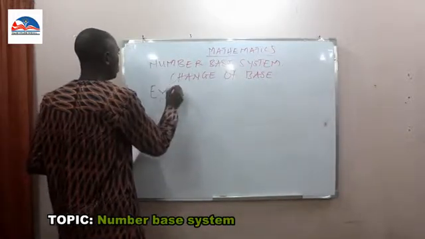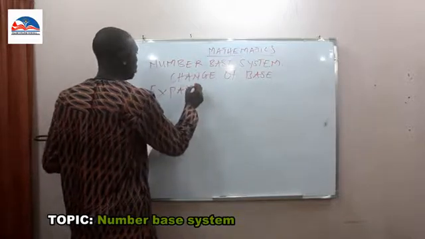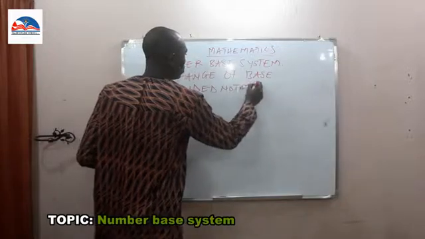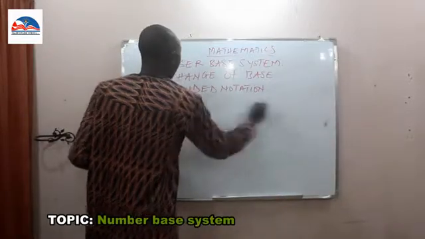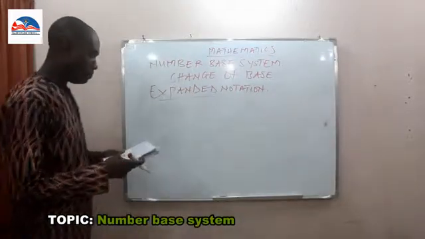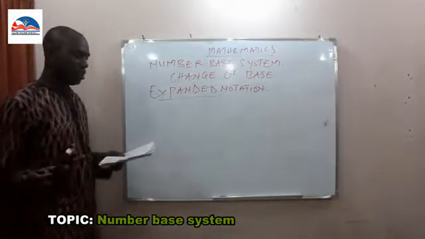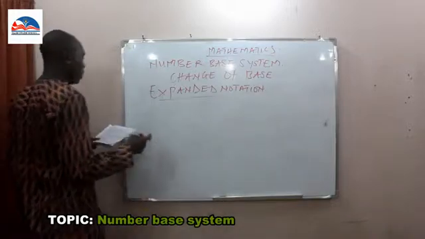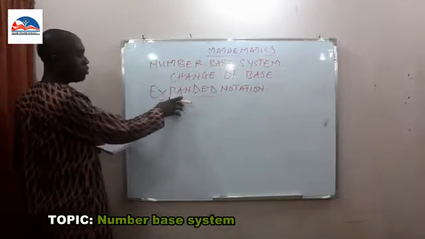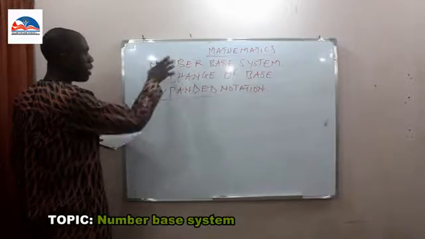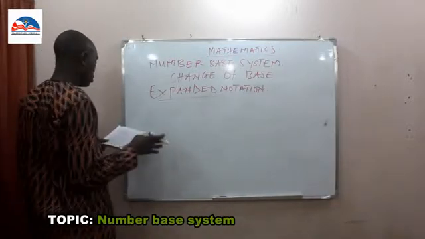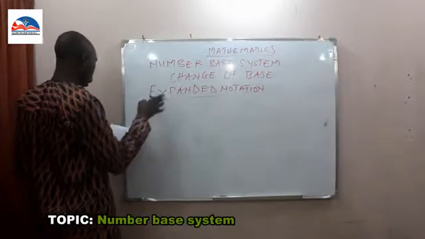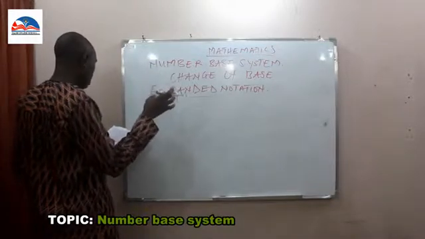Then the first one we are going to use as our tool is the expanded notation. How is this going to be applied? We are going to take, for instance, letter X and see how we expand letter X. Expanded notation is a tool that we are going to use in number-based system a lot. It's going to help us. But let's first of all know what expanded notation is. Before we do this, we are going to take as a case study letter X.